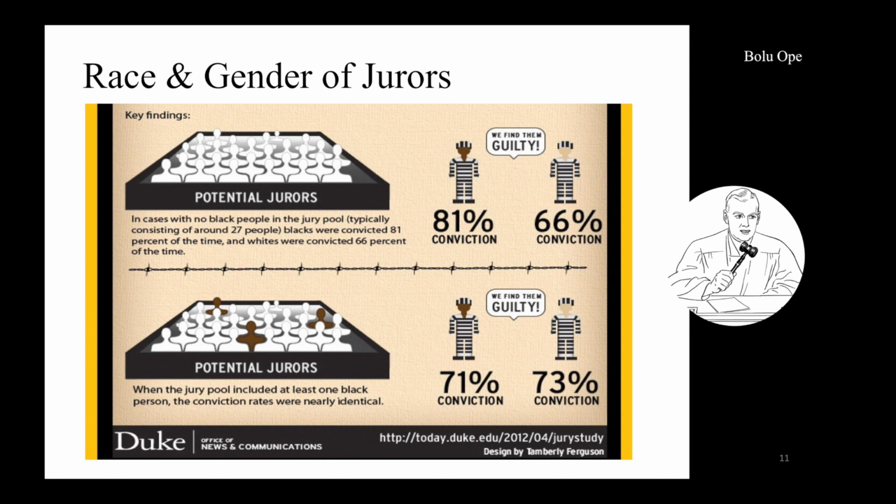Additionally, according to a Duke University-led study, the racial composition of the jury pool has a lot to do with whether someone is convicted or not. When the jury pool includes at least one black person, the conviction rates are nearly identical between blacks, 71%, and whites, 73%. Otherwise, convicted people are more often black, 81%, than white, 66%. In short, racial diversity in the jury results in fairer rulings.